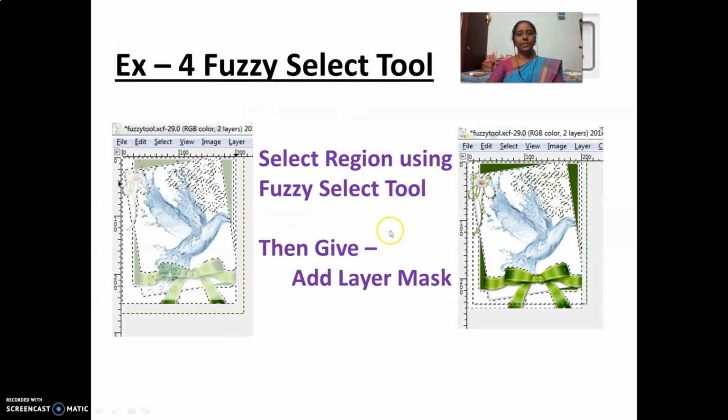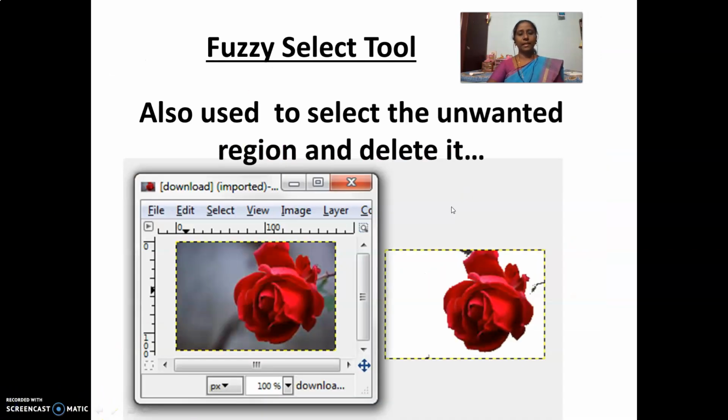Next is the fuzzy select tool, where you can select different sets of regions and you can also apply that as a masking layer over here. Yes, this is the fuzzy selection tool. Using the fuzzy select tool, you can also select the unwanted region that you want to delete. So here I have used it: you select the fuzzy tool, click the place which you don't want, all the related areas will be selected and you can just press the delete button, where you can delete all the background and then you get a single image here.